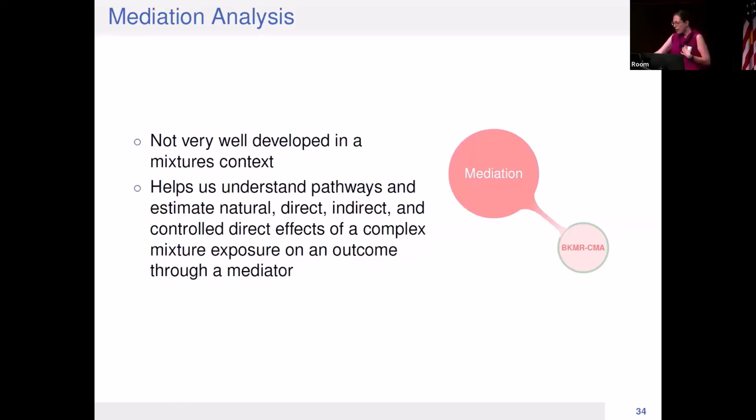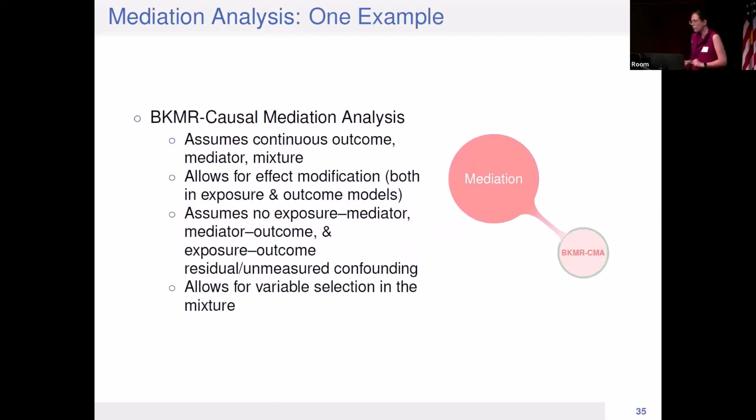Now, one method that has been specifically developed to look at mediation in a mixture setting looks at the exposure as a mixture, but the mediator is one dimension, one mediator. This is called BKMR causal mediation analysis, the method CMA. It assumes for now, I know the authors are developing extensions, a continuous outcome, one mediator, and the mixture is the exposure. It allows for effect modification, both in exposure and outcome models, which is important when we're thinking about mediation and in presence of modifiers.